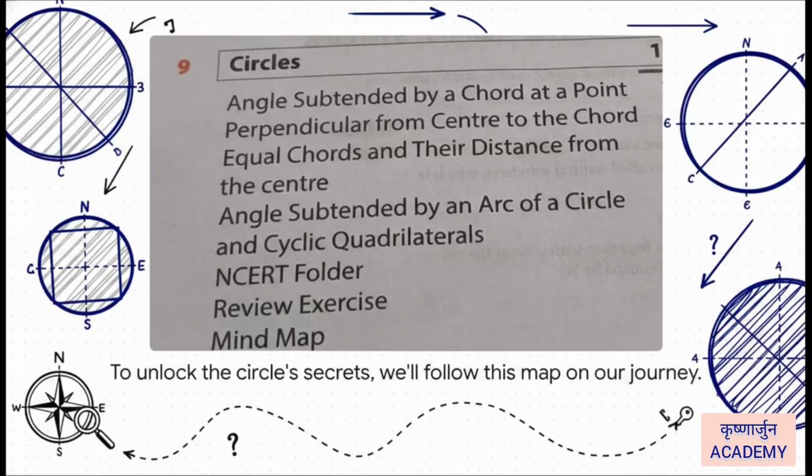Okay, so every good journey needs a map, and this is ours. To unlock the circle's secrets, we're going to follow these clues. We'll kick things off with chords, then we'll move on to arcs, and finally we'll tackle something with a fancy name, a cyclic quadrilateral. Think of each one as a piece of the puzzle.